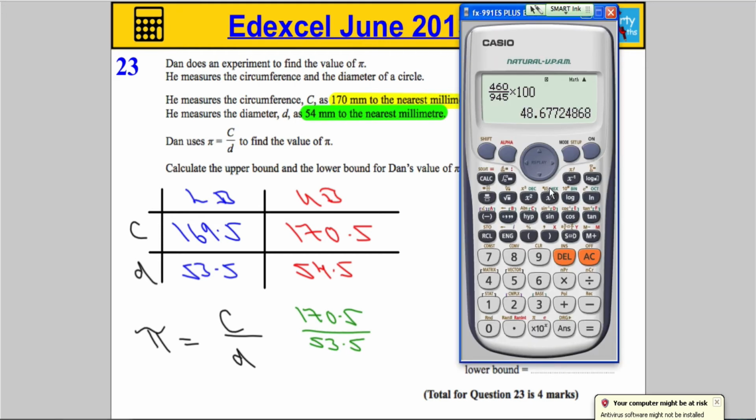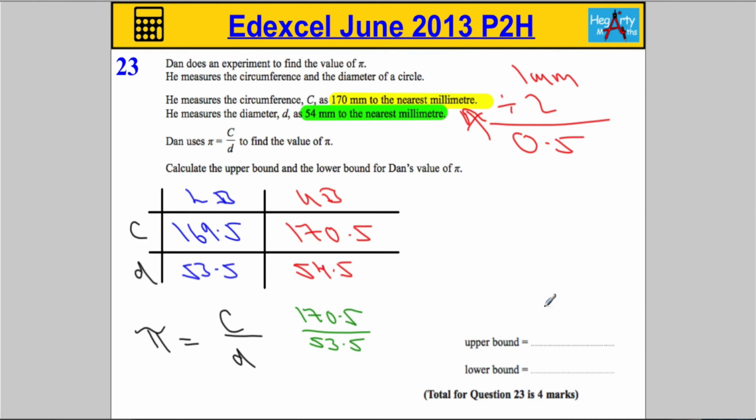So take out the calculator and let's put that in. So 170.5 in the numerator and 53.5 in the denominator. And that's going to work out to be 3.186915888. Let's go to 2 decimal places because I have checked the mark scheme and this is all right. So let's go 2 decimal places here. 3.19 for the upper bound. 3.19. That's our upper bound.